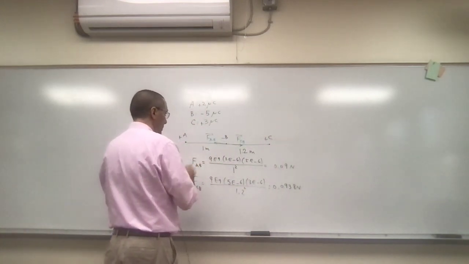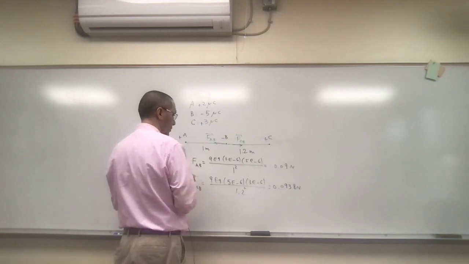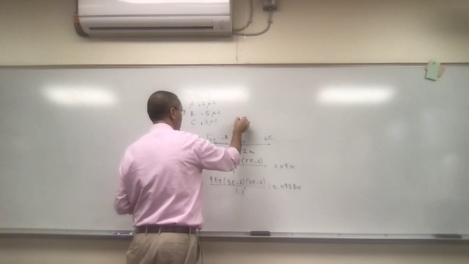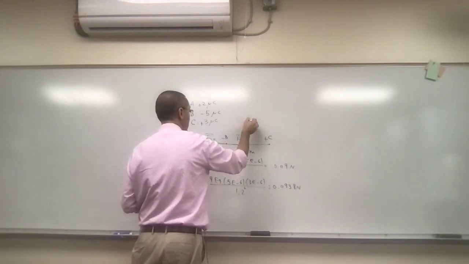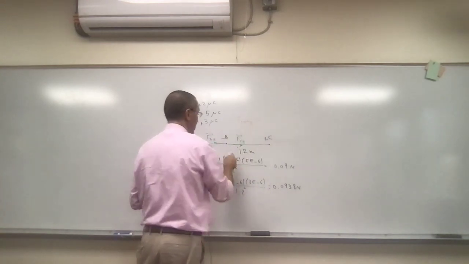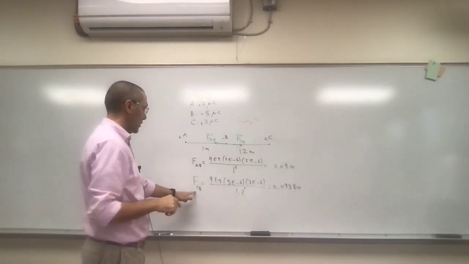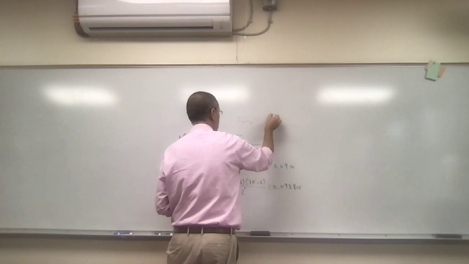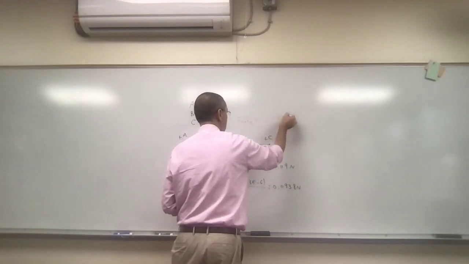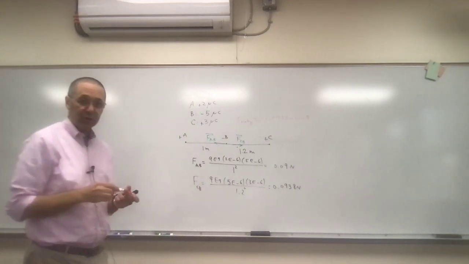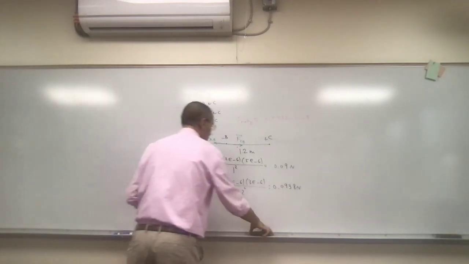So now, which one is winning? It looks like this one is winning. So the net force acting on B is going to be this guy minus this guy, right? Because this one is winning. So it's going to be 0.0938 minus 0.09, and you can do the math. That's the net force on B. Okay, good. So now let's do something else.